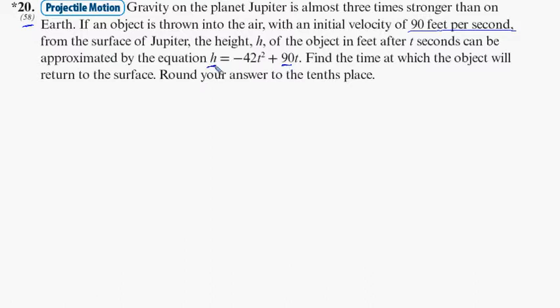It says find the time, so here's your t values, find the time at which the object will return to the surface. Listen, people, when it returns to the surface, the height is 0. We assume that ground level is 0. So we can start by saying h is equal to 0, and then we have negative 42t squared plus 90t. When we're using the quadratic equation, remember we need an a, b, and a c value. So back here, I'm just going to write plus 0.